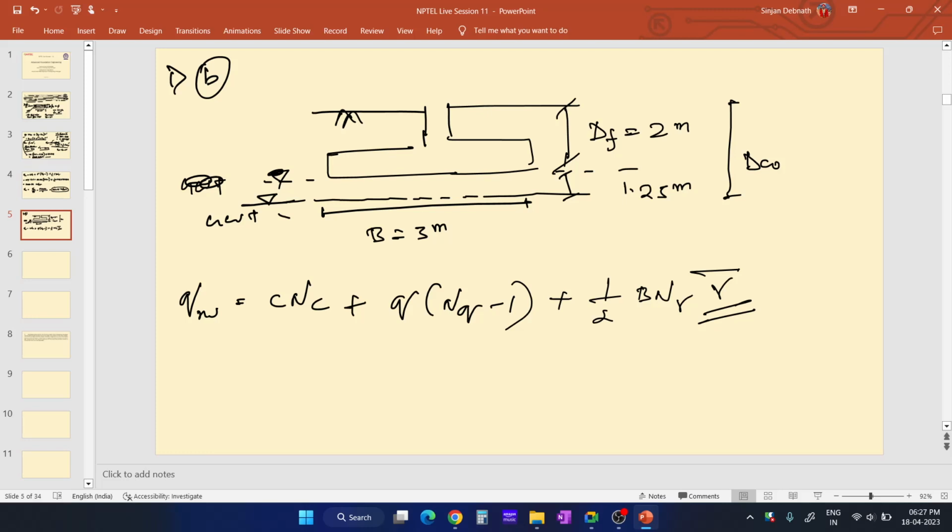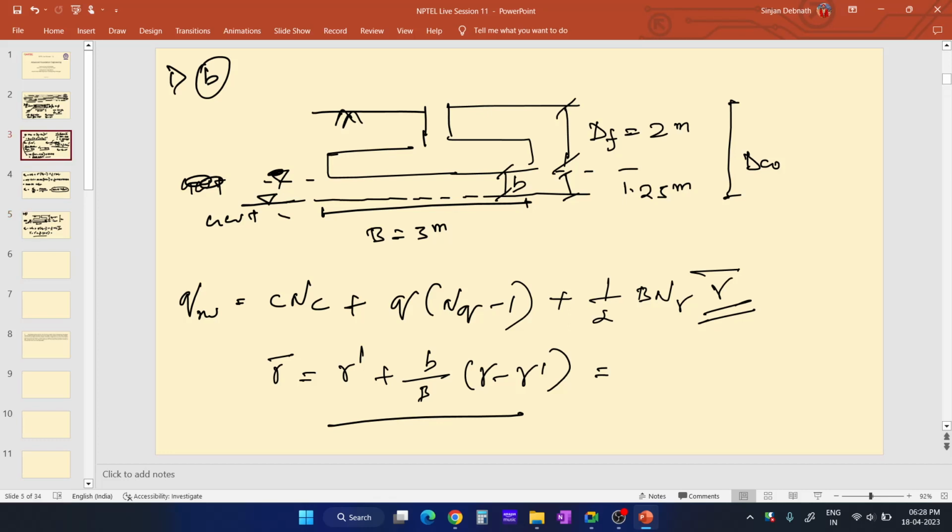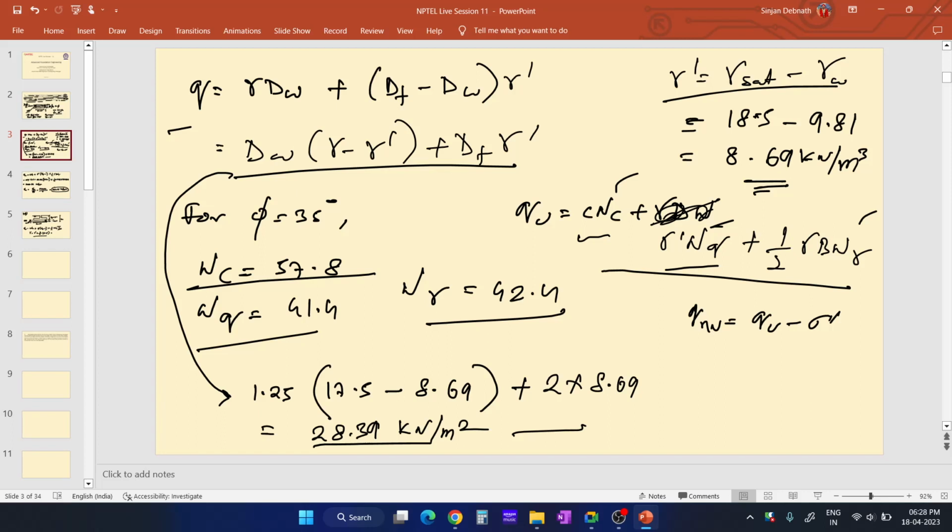First of all, we need to find out gamma dash. Gamma dash is gamma submerged plus b by B times (gamma minus gamma submerged). Here b is the depth of the water table from the base of the foundation, that is 1.25. We will put all the values into this equation. We have already determined gamma submerged, it is 8.69.